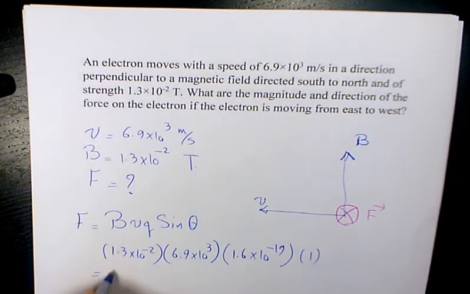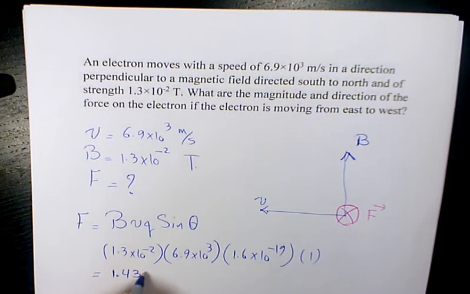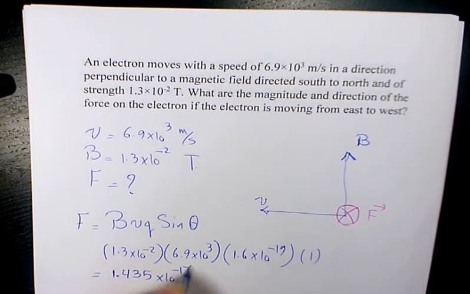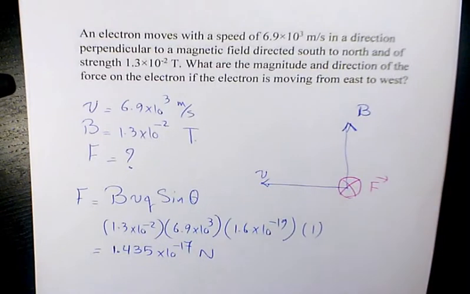That will give me 1.435 times 10 to the power of negative 17 Newton. That's the magnitude of the magnetic force.